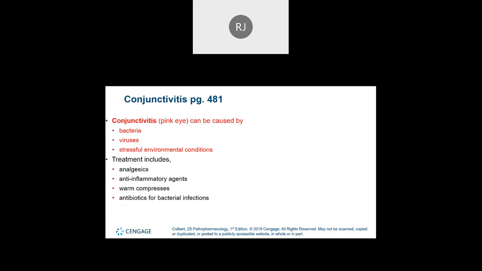On page 481, we have conjunctivitis, which is pink eye that can be caused by bacteria, viruses, or it can even be caused by stressful environmental conditions. And then your treatment is listed on the screen, and it could be as simple as a warm compress, or you may have to go to the doctor and get an antibiotic depending on the severity of it.